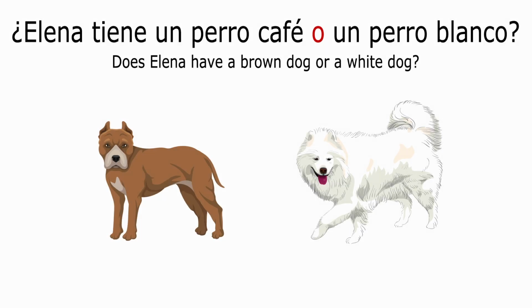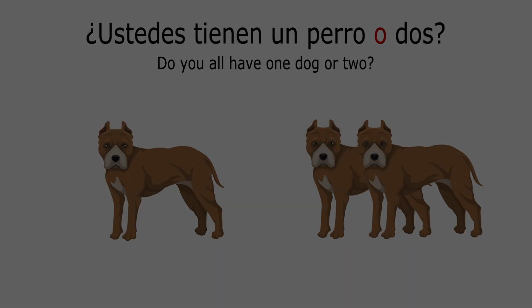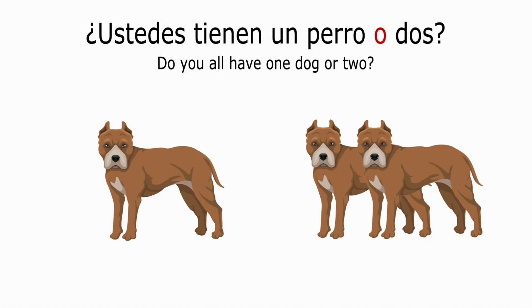How do you ask, does Elena have a brown dog or a white dog? ¿Elena tiene un perro café o un perro blanco? How do you ask, do you guys have one dog or two? ¿Ustedes tienen un perro o dos?